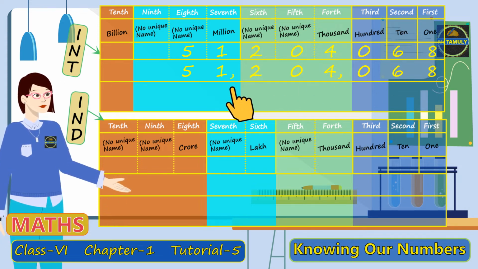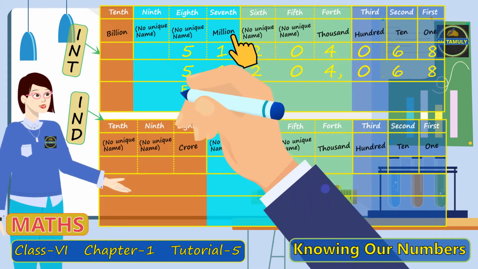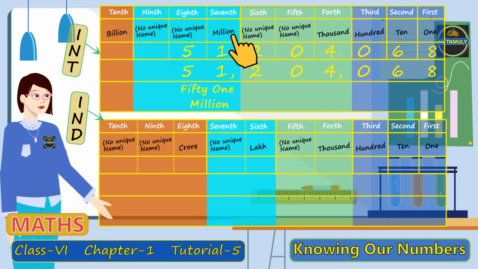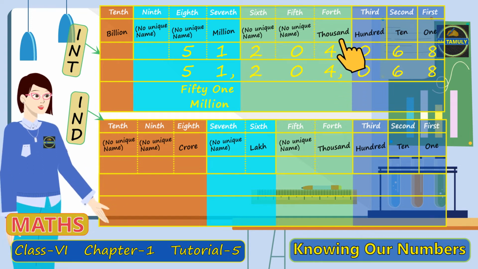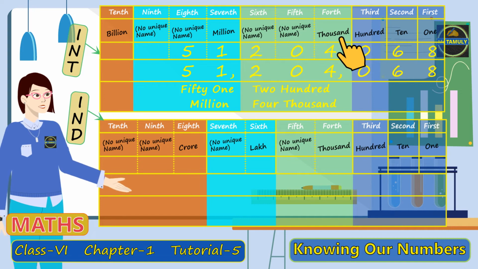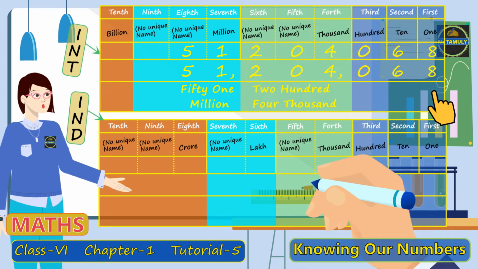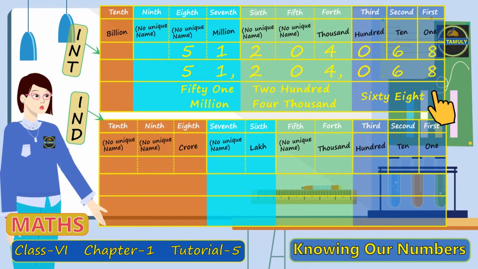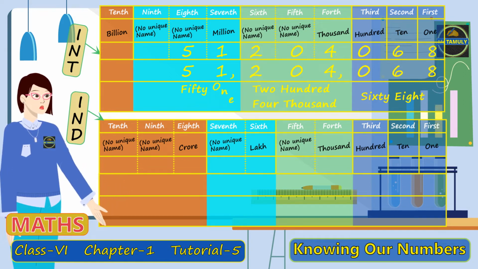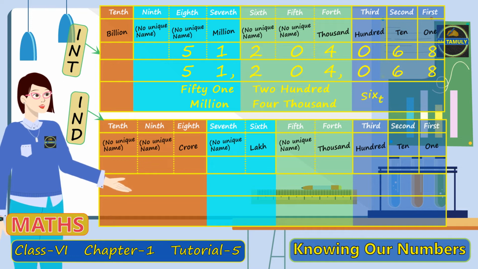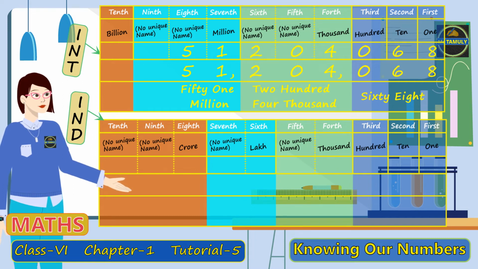So our first number is 51, which is to be named million. And we shall write 51 million. Next we have the number 204, which is to be named thousand. So we write 204,000. Lastly we have the number 68. And we simply write 68. Therefore, the complete name of our 8-digit number, in the international method, is 51,204,068.